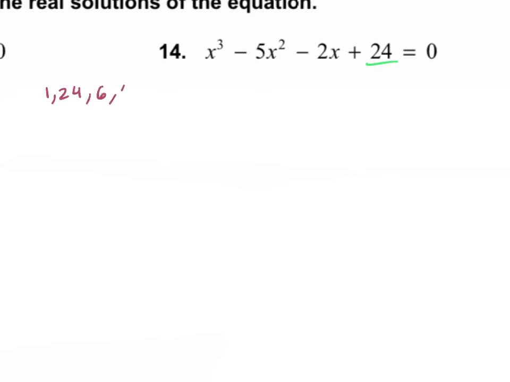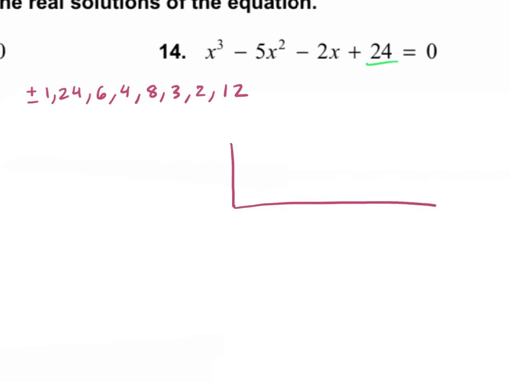124, 6, 4, what else? 8 and 3, what else? 2 and 12. I think that's it. And these are the plus and minus of all of them. So how do we test our possible solutions now?